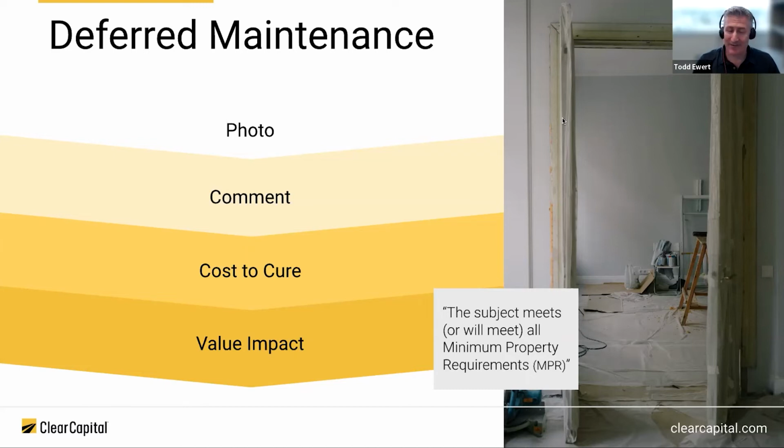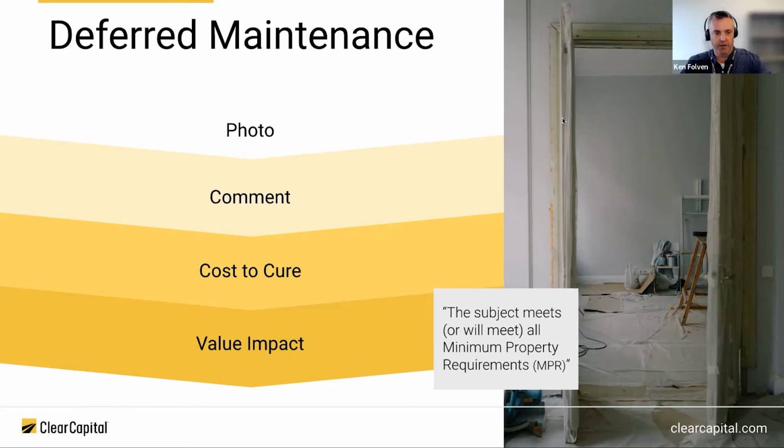But honestly, for conventional or for FHA assignments, if appraisers follow those 4 steps when reporting deferred maintenance, you can eliminate a lot of revision requests. And as a bonus here, I threw in one required comment that is sometimes left out: whether or not the subject meets or will meet all minimum property requirements, either currently in its as-is state or once all the subject to conditions are completed.